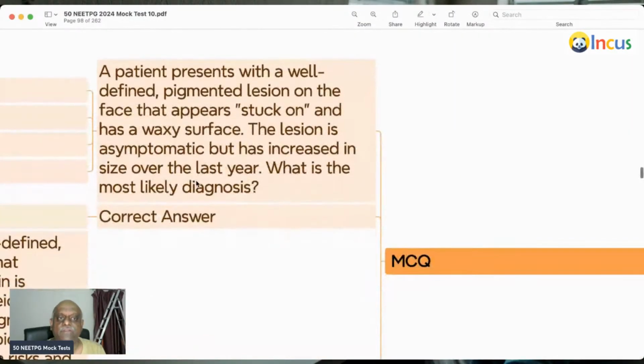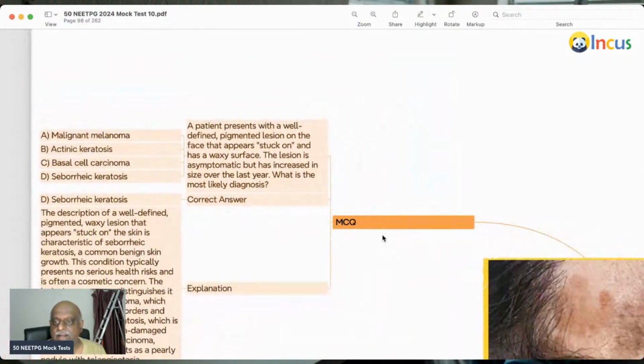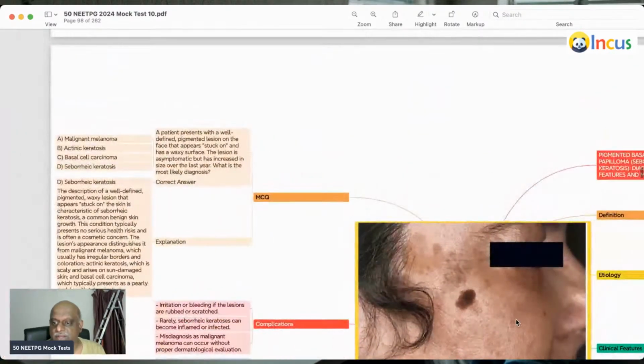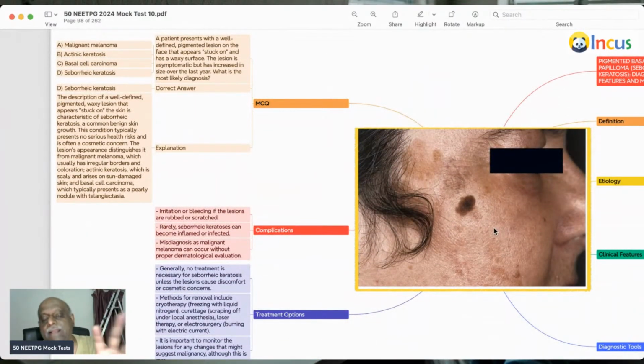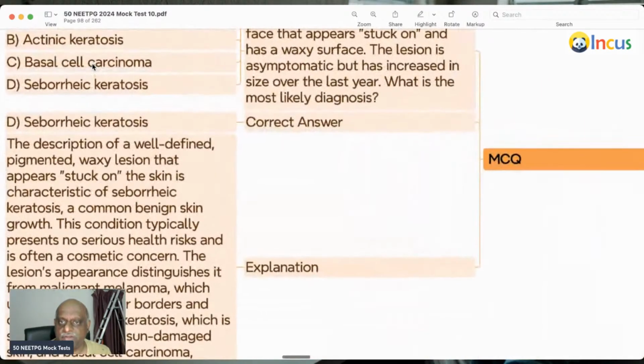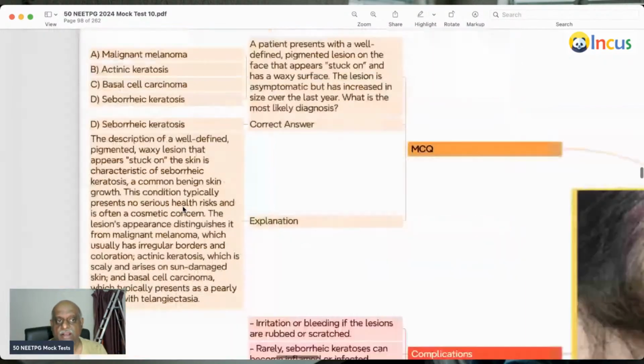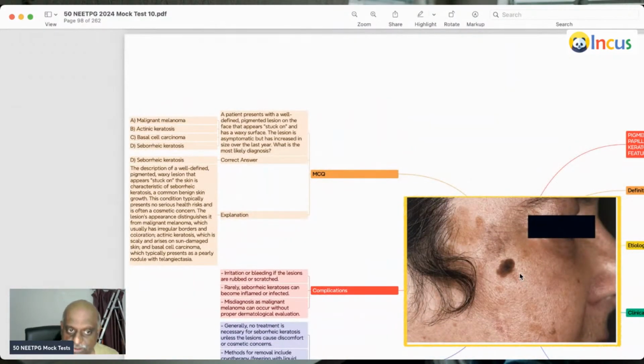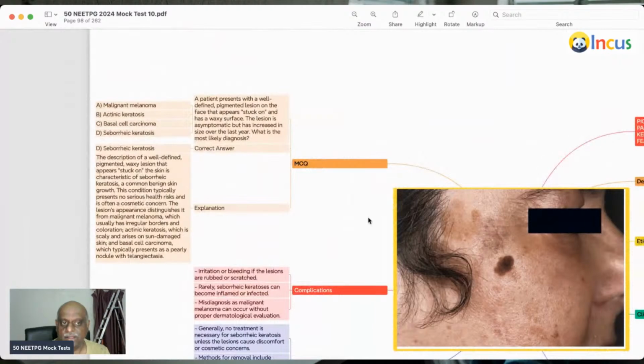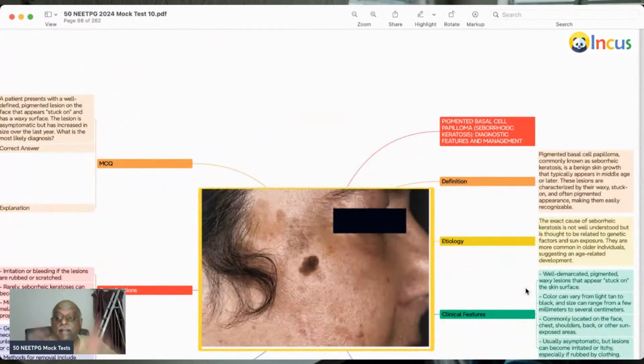A patient presents with a well-defined pigmented skin lesion, which has a stuck-on appearance, just like you took a little dung and stuck it onto the wall. The lesion is asymptomatic, but has increased in size over the last year. So what is the diagnosis? Seborrheic keratosis, a common benign skin growth. Typically, if it suddenly appears in multiple numbers, then it is a sign of internal malignancy.